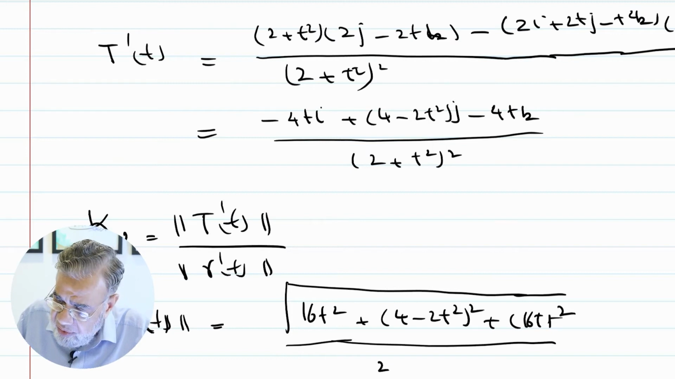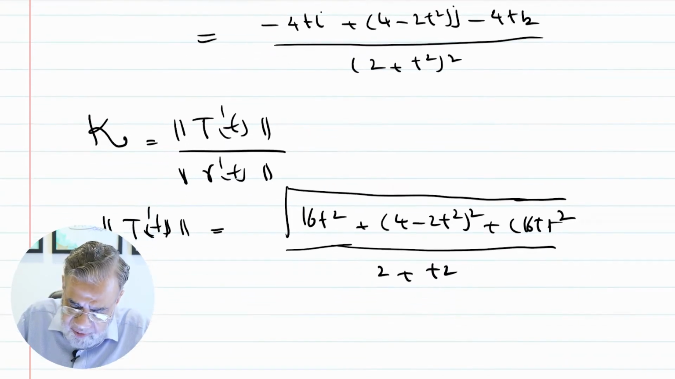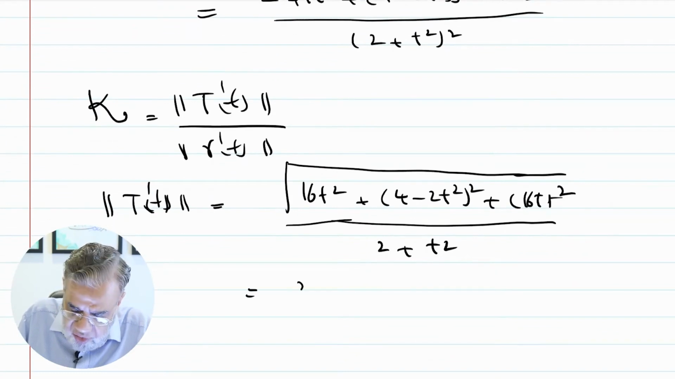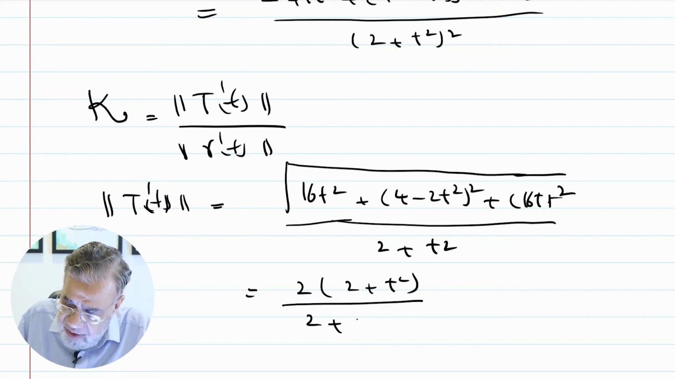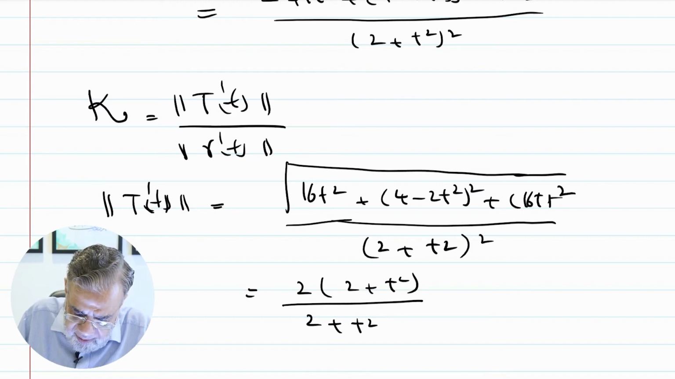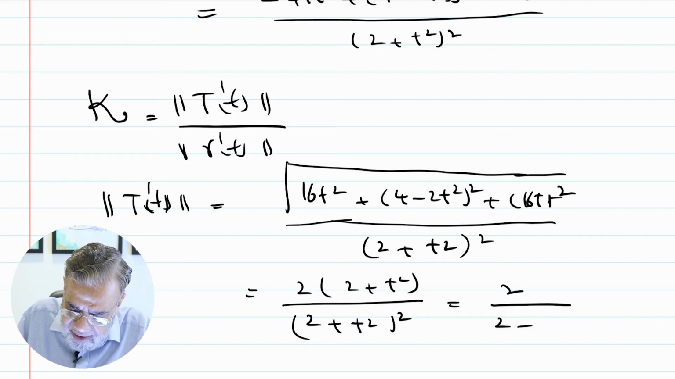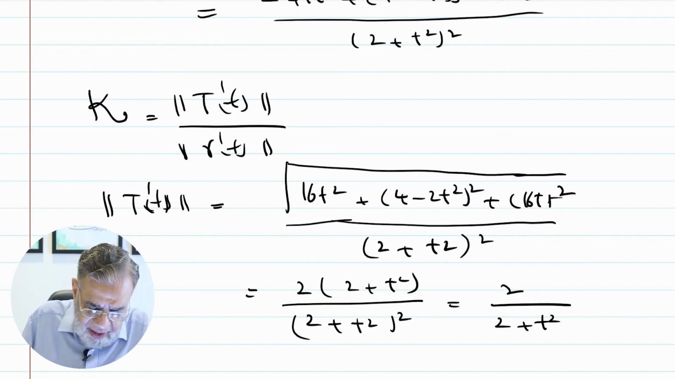So we get 2 + t². We simplify this, and we get 2 into (2 + t²) over (2 + t²)², and simplifying this, we get 2 over (2 + t²). So this is the magnitude of T'(t).